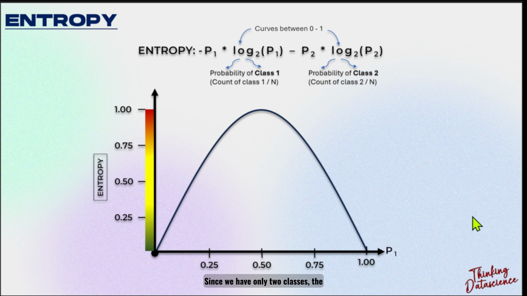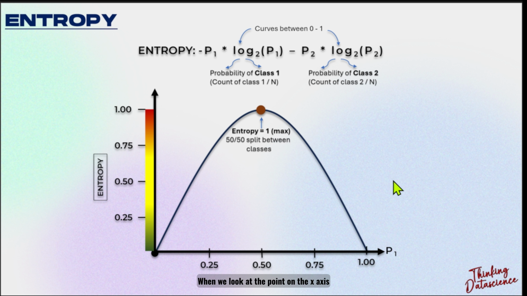Since we have only two classes, the probability adds up to 1. As the probability of class 1 increases, the probability of class 2 decreases. And this happens until the probability of class 2 is 0 and the probability of class 1 is 1. The entire range of probabilities for class 1 and class 2 is represented on the x-axis.